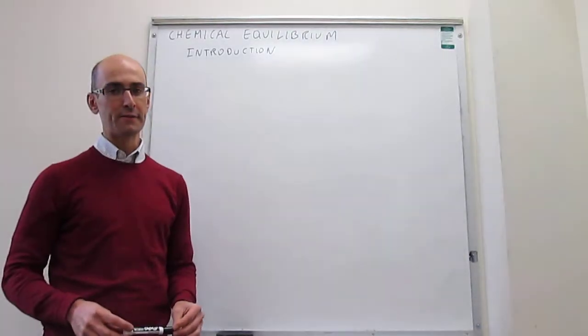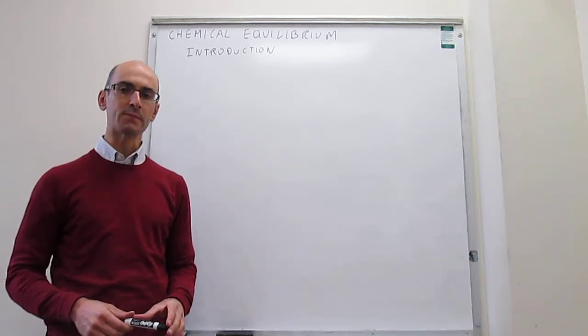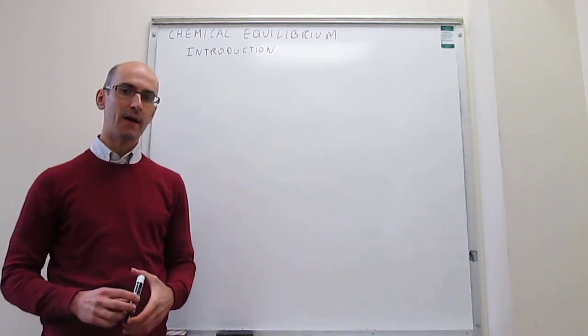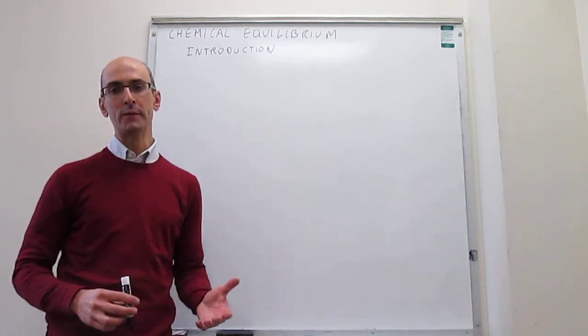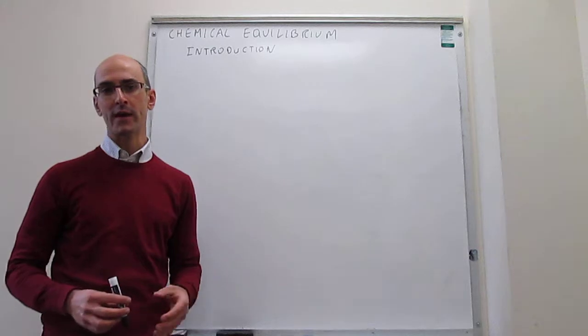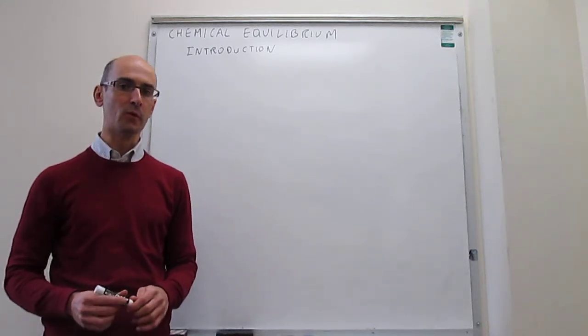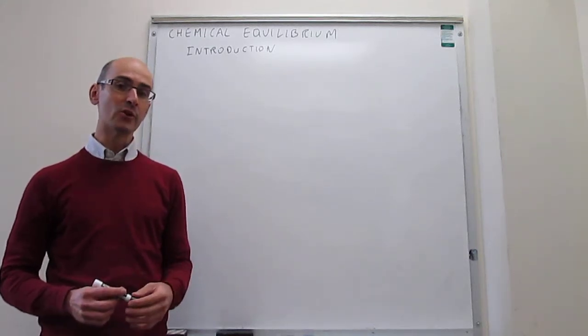This video is the first in a series in which we explore chemical equilibrium. Until now, in our calculations with stoichiometry, we have been assuming that any chemical reaction proceeds to 100% completion. However, this is not always the case.